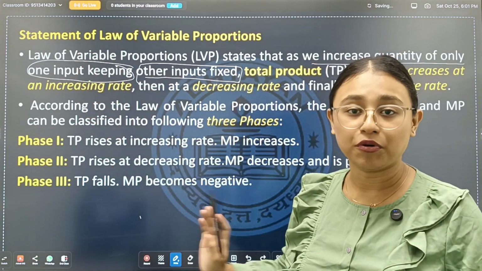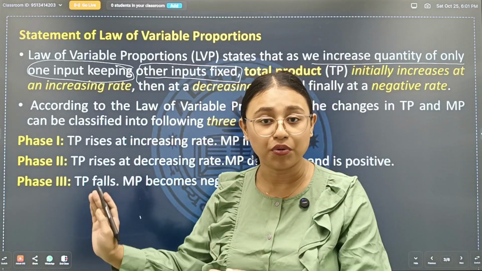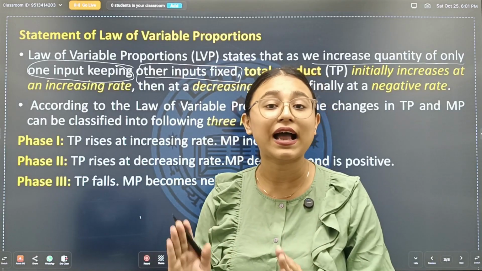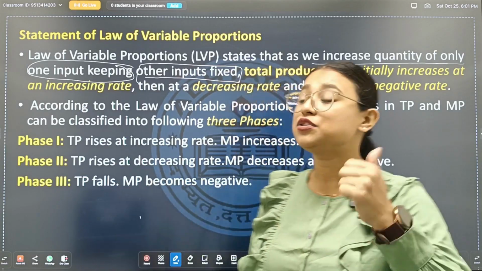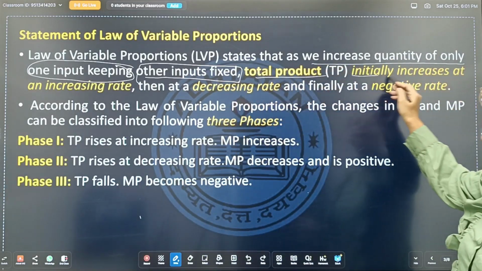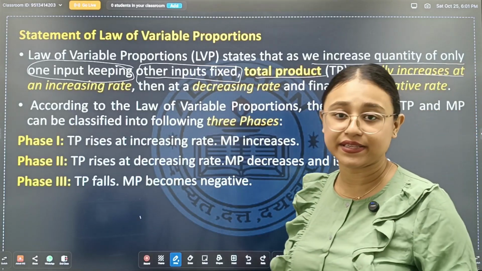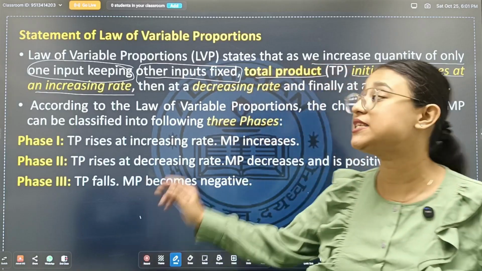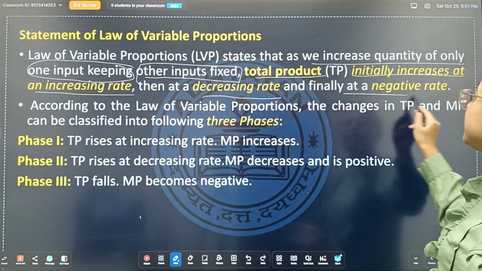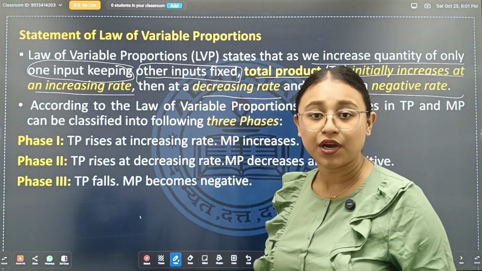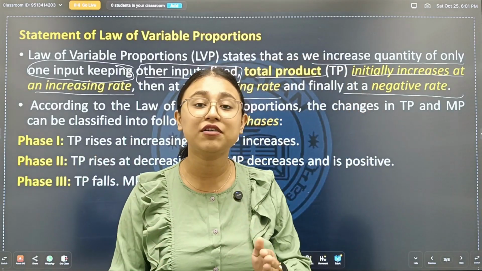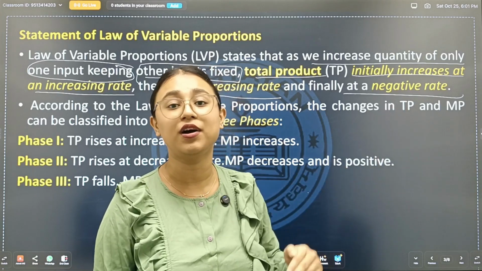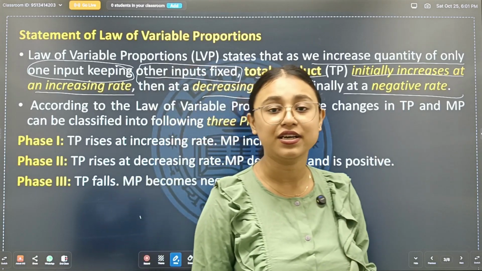Law of variable proportion states that if we change only one variable factor, keeping all other factors fixed, total product will initially increase at an increasing rate. Total product will initially increase at an increasing rate, then at a diminishing rate or decreasing rate, and finally at a negative rate. Understood? Total product will firstly increase at an increasing rate, then at a decreasing rate, and finally at a negative rate.